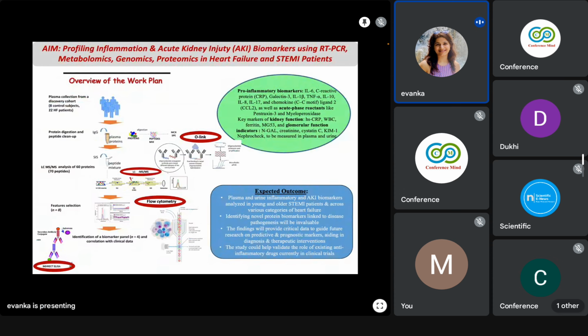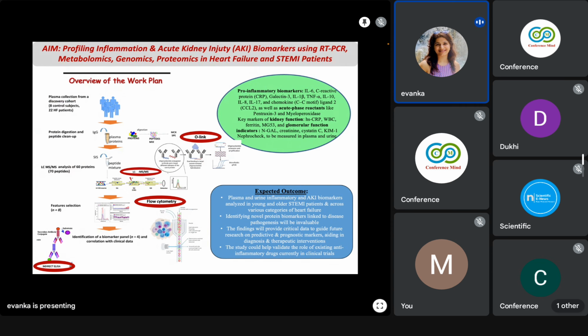where we are profiling inflammation and acute kidney injury biomarkers using real-time PCR, metabolomics, genomics and proteomics in both heart failure and STEMI patients. Here we have taken up heart failure patients, characterized into reduced, mildly reduced and preserved ejection fraction as per the levels of ejection fraction.